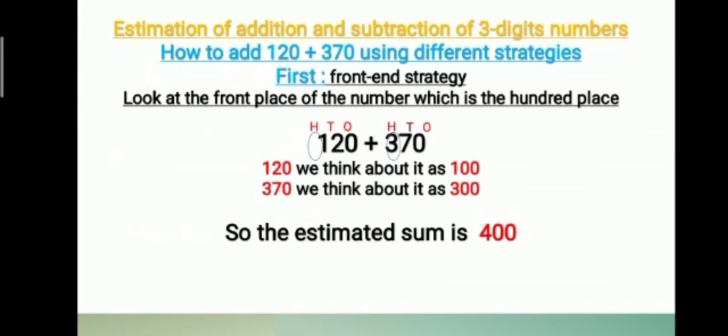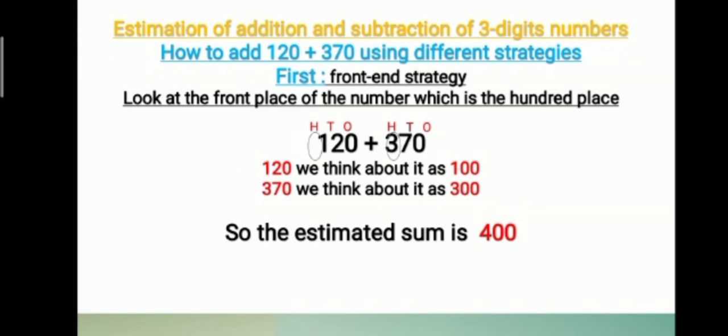Here, estimation of addition and subtraction of three-digit numbers. How to add 120 plus 370 using different strategies. First of all, we are going to use the front-end strategy. Look at the front place of the number, which is the hundreds place. 120, we think about it as 100, so we rounded down to 100. 370, we think about it as 300, so we rounded down to 300.